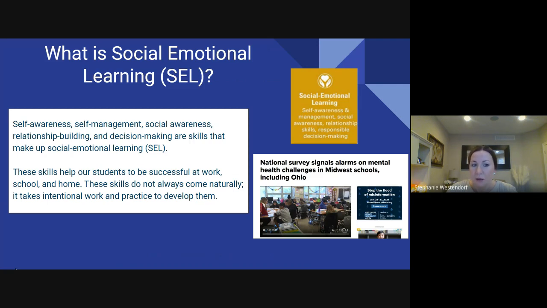And they include broadly things like self-awareness, self-management, social awareness, relationship building, and decision making. And these skills are really like the internal fundamental building blocks that students need to later display outward positive behaviors. So it all comes together and connects so that they can have these healthy skills that will enable them to be successful in school and beyond.